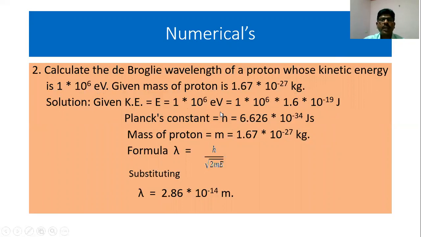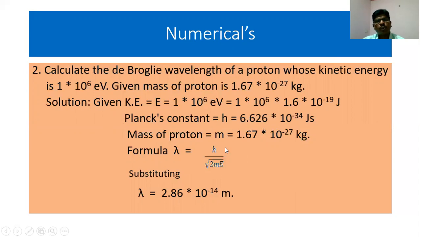We have to convert electron volts into joules. So we multiply this with the charge of an electron, which is 1.6 into 10 to the power of minus 19 joules. Planck's constant h is equal to 6.626 into 10 to the power of minus 34 joule second. And also given is the mass of the proton, small m, which is equal to 1.67 into 10 to the power of minus 27 kg. What is the formula we can use over here?